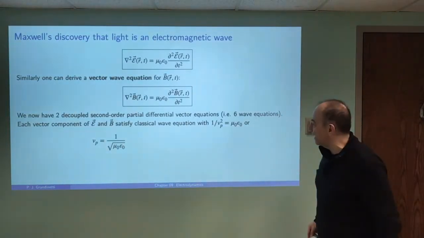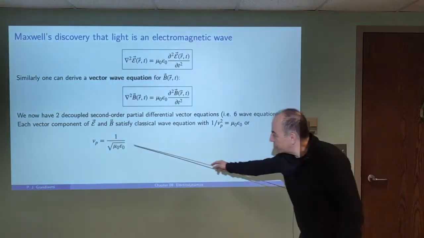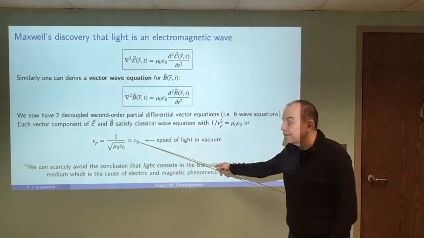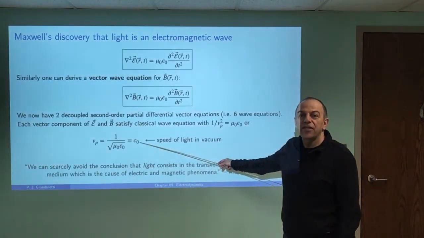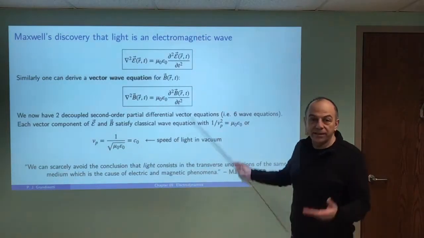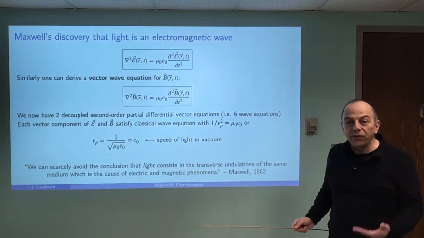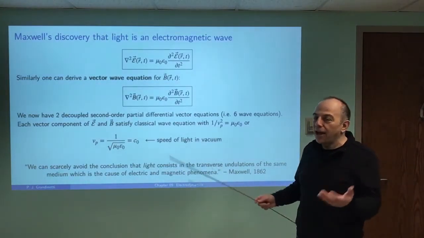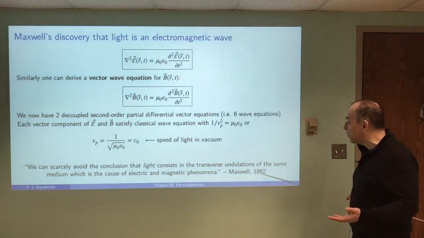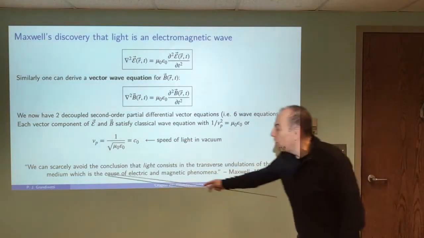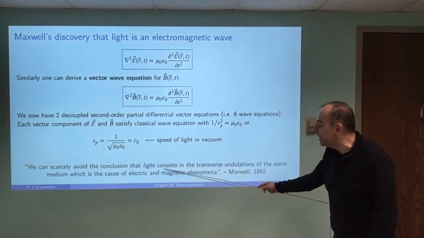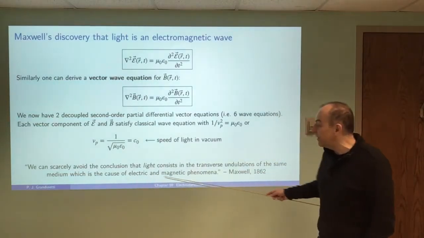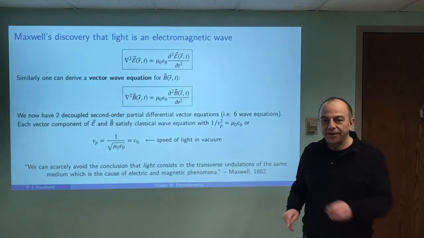electrostatics and magnetostatics. Now, Maxwell saw this, and of course, when you evaluate this, you get the speed of light. So these waves that are associated with these wave equations are going to be moving at the speed of light. Now, this was a bit of a surprise, and you can't help but make that association, and certainly Maxwell did in 1862. He said, "We can scarcely avoid the conclusion that light consists in the transverse undulations of the same medium which is the cause of electric and magnetic phenomena." So there you have it.